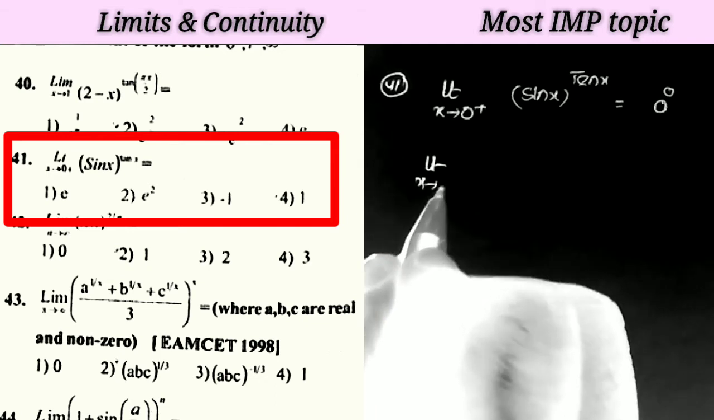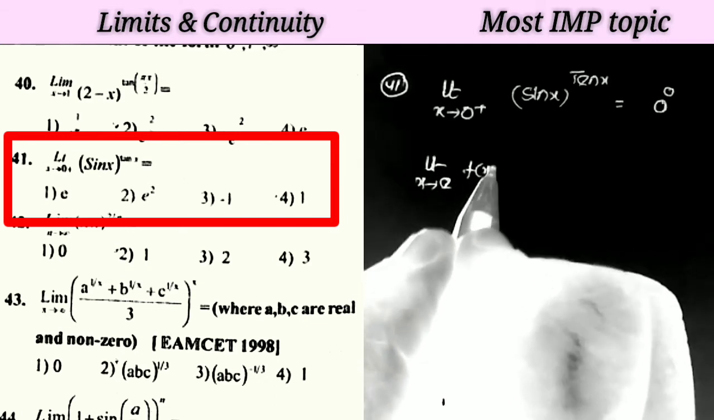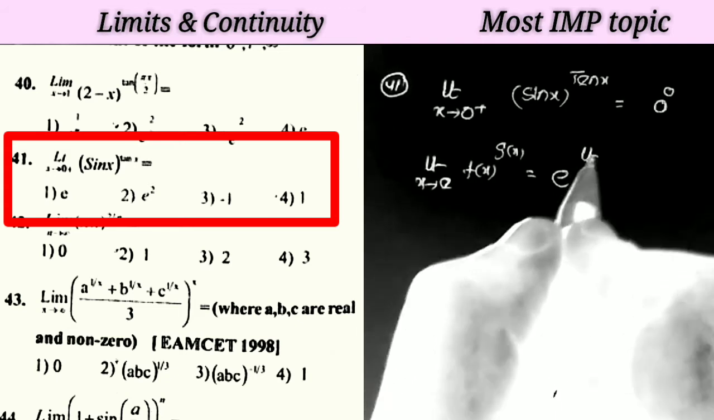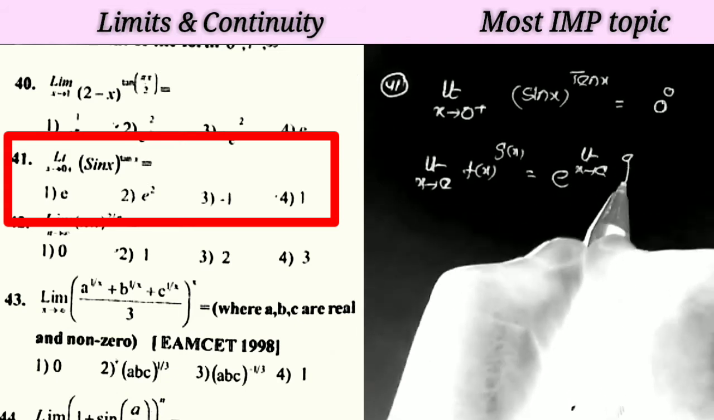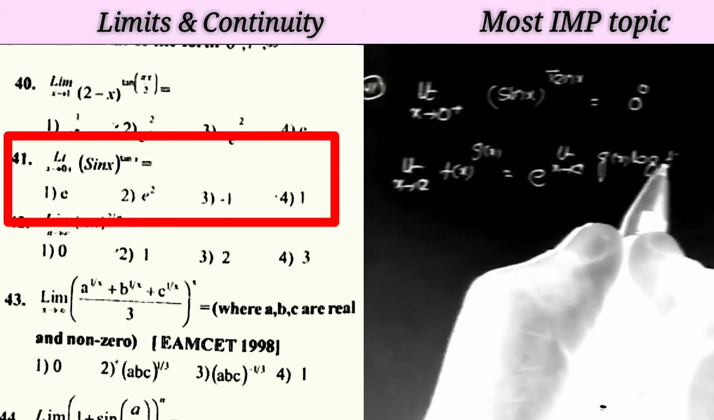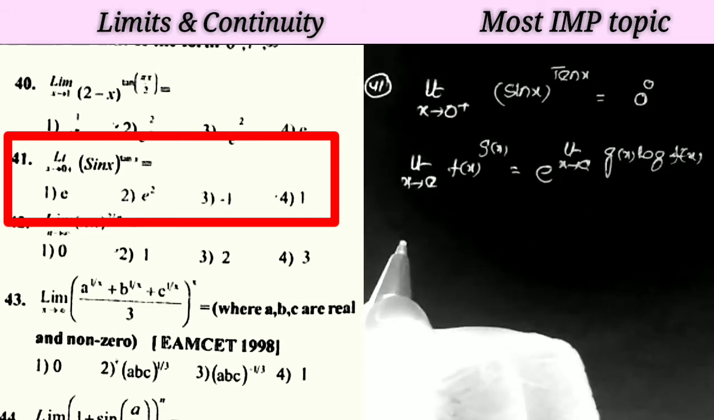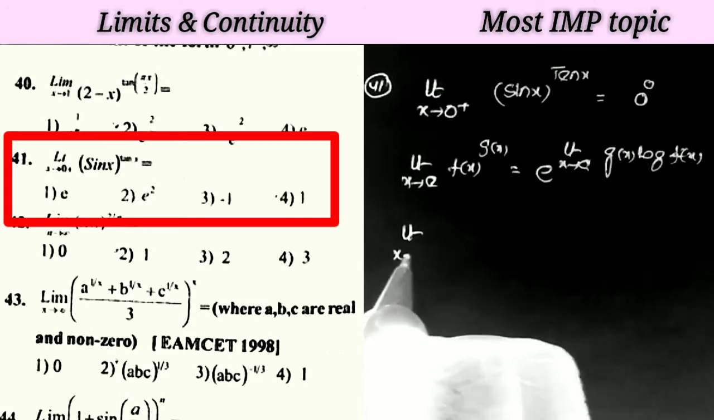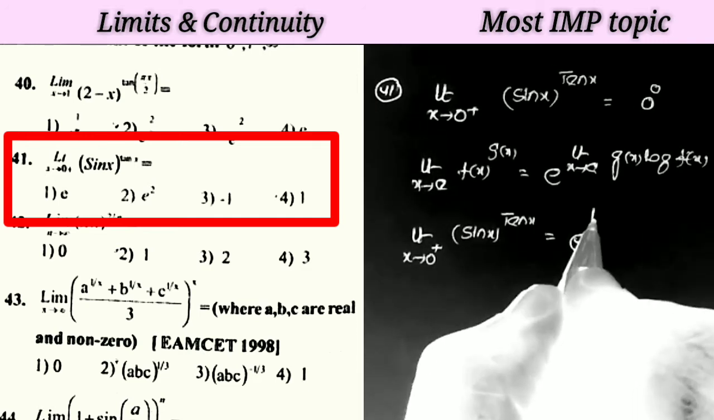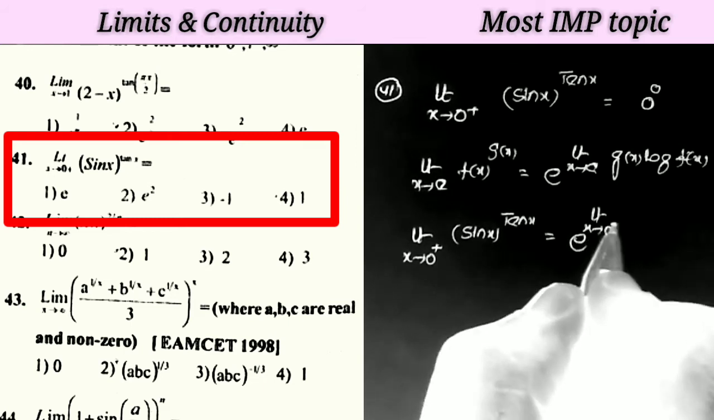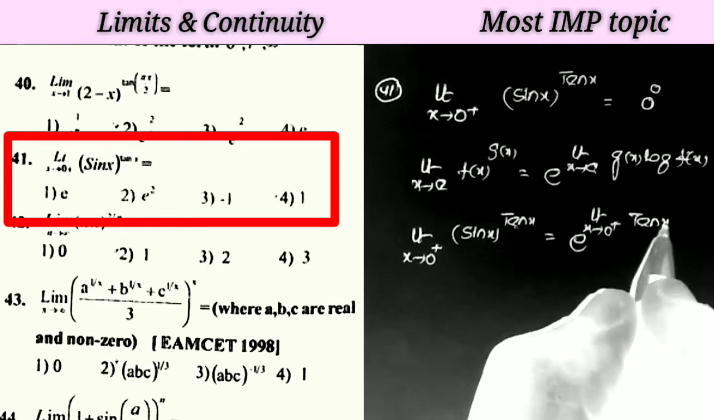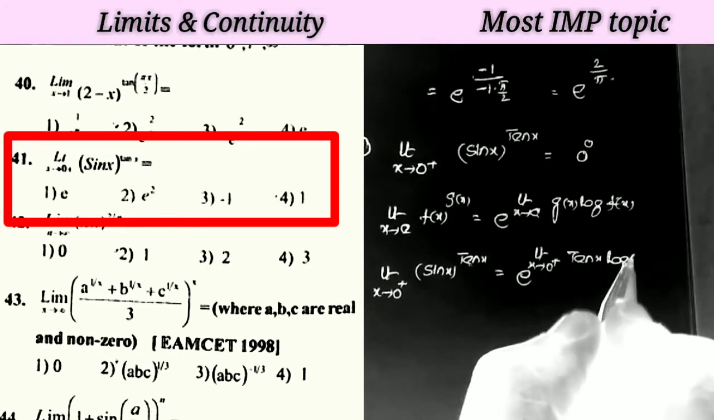Limit x tends to a f of x power g of x is equal to e power limit x tends to a g of x into log of f of x. This is the formula for the form 0 power 0. Applying that formula here, therefore limit x tends to 0 plus sin x power tan x is equal to e power limit x tends to 0 plus, where g of x is tan x and f of x is sin x.